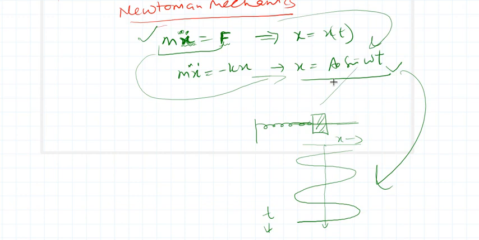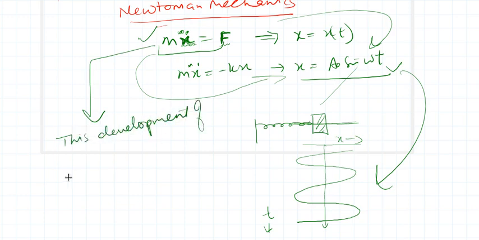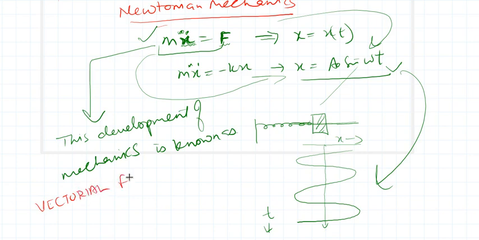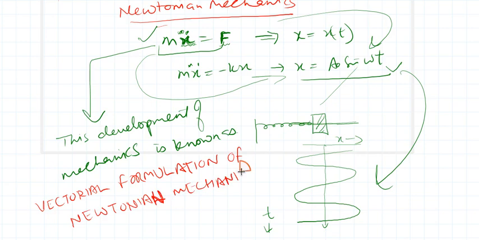So this is all about it. And this development of mechanics using this equation is known as the vectorial formulation of Newtonian mechanics. This is Newtonian mechanics, and this is the vector formulation.